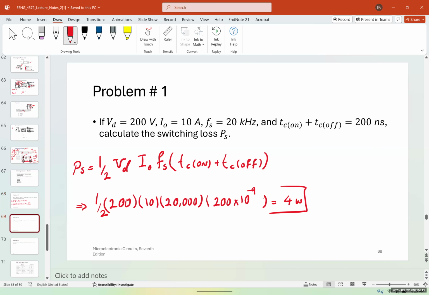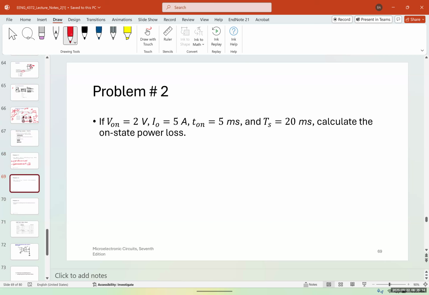Okay. Second problem, if V on is 2 volts, I out is 5 amps, T on is 5 milliseconds, and Ts is 20 milliseconds, we want to calculate the on-state power loss. I'll give you again 5 minutes.